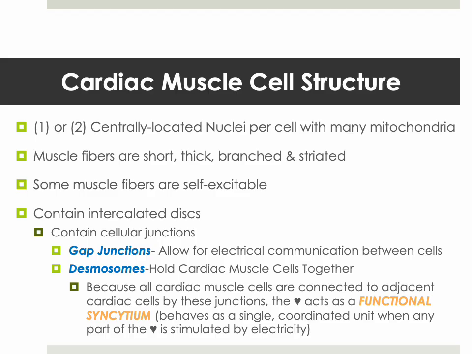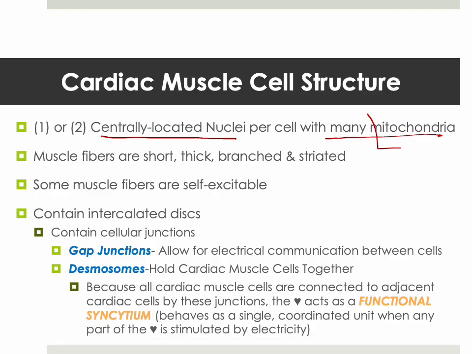Now we're going to go to the cardiac muscle cell structures. So, as we were talking, we have smooth muscle, skeletal muscle, and then we have cardiac muscle. Skeletal muscle and cardiac muscle are very similar, but they have several differences. Okay? Starting with, they only have one centrally located nucleus with a lot of mitochondria.